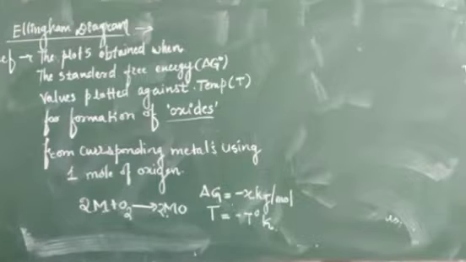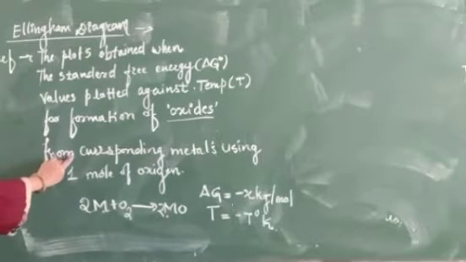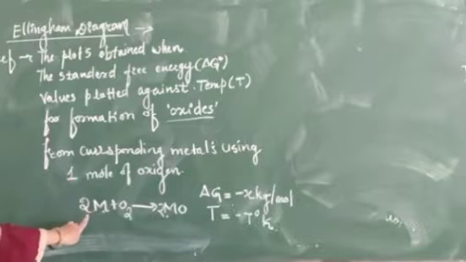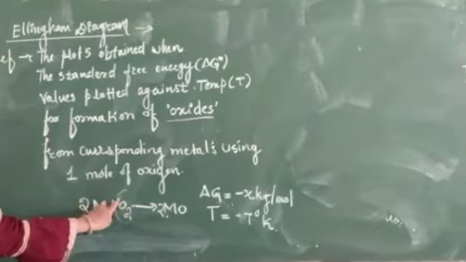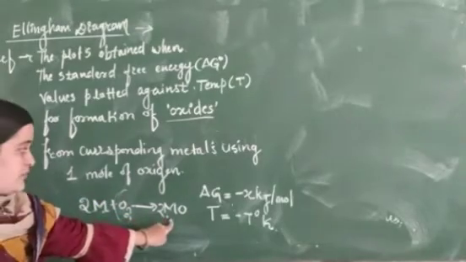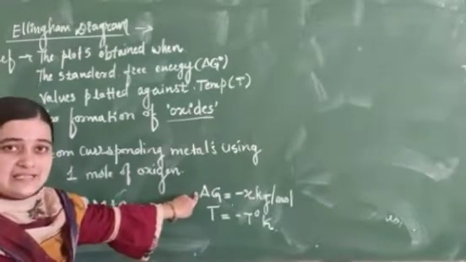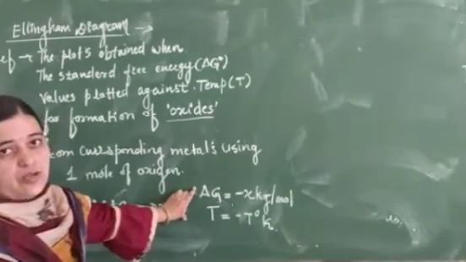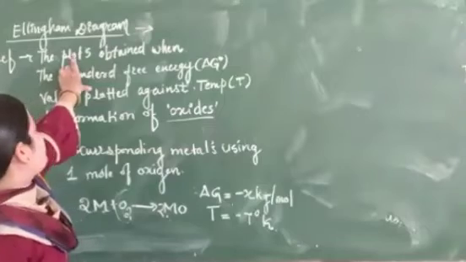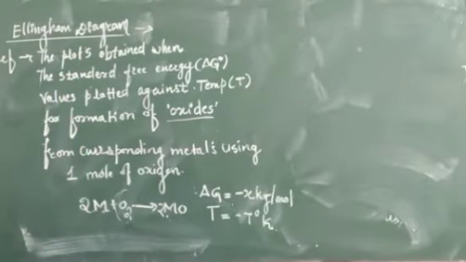Here the Ellingham diagram: the plots obtained when the standard free energy values are plotted against the temperature for the formation of oxide from corresponding metals using 1 mole of oxygen. Any metal we can use here, but we are using only 1 mole of oxygen. For the formation of metal oxides, how much delta G value and how much temperature is required, the plot will be plotted here. That we call the Ellingham diagram.